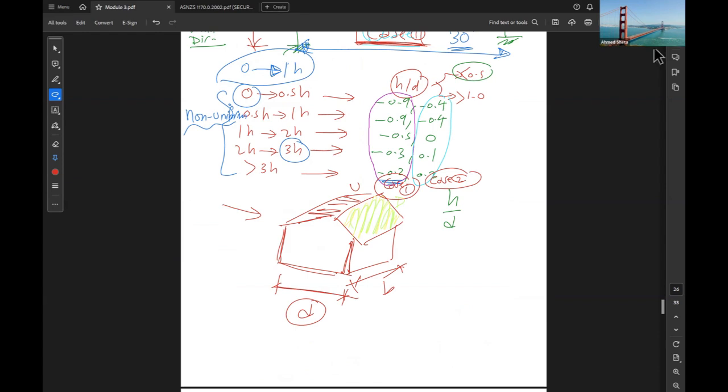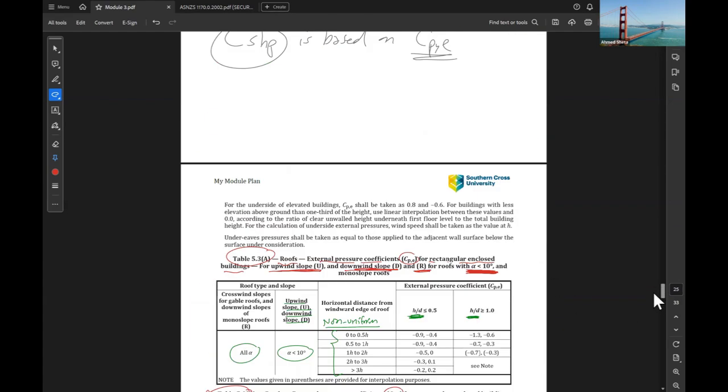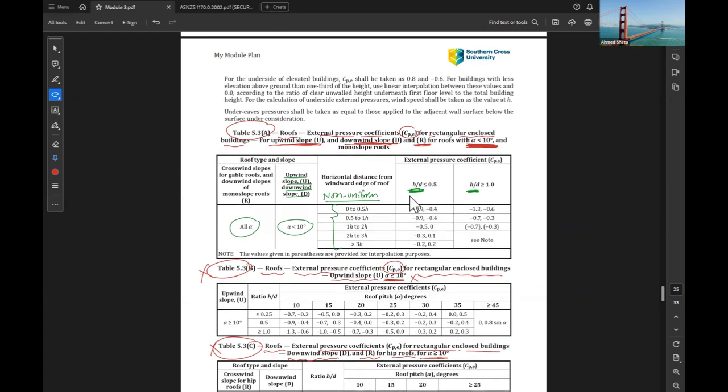Okay, guys, do you have any problem? Why do they have two cases for that? Because they have two critical cases. If you see the parameters given by the standard, two cases might happen for this wind direction, or sorry, for this roof direction. So we might have this set of values, or we might have this set of values.